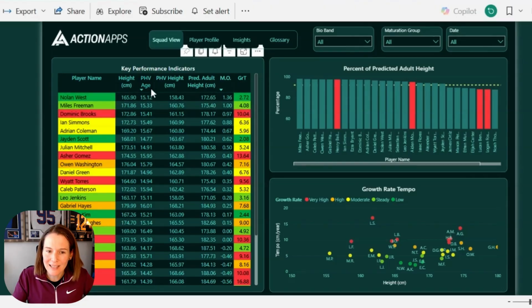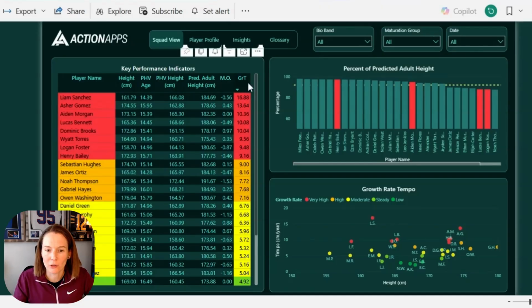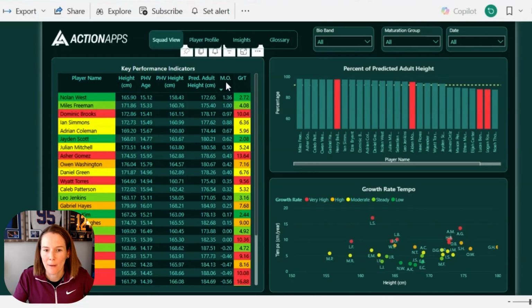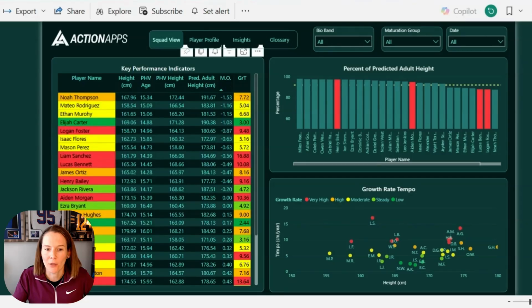We have their age at peak height velocity, and from that, the maturity offset is this MO, and as well, the growth tempo that we talked about. And again, this is an interactive dashboard, so I can sort these athletes based on the different measures. Perhaps I want to look at those who have the lowest maturity offset, so those who are furthest away from their peak height velocity.